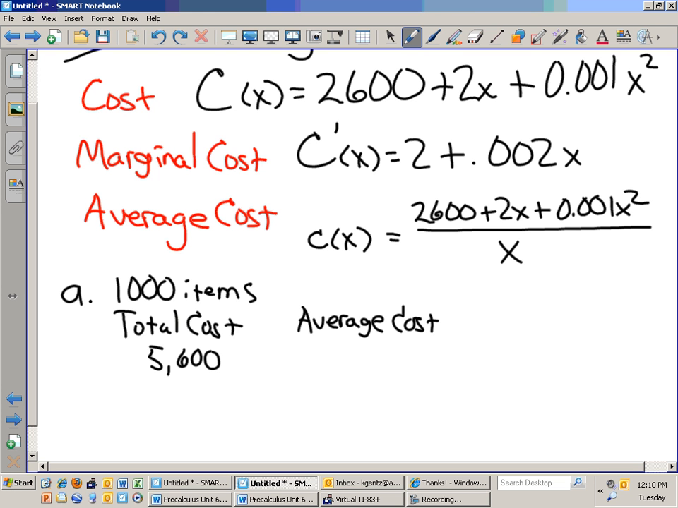Average cost, I don't need to plug it into my calculator, do I? In order to figure out the average cost, I would take the total cost, which was $5,600, and divide it by what? 1,000. So the average cost would be $5.60 per item.